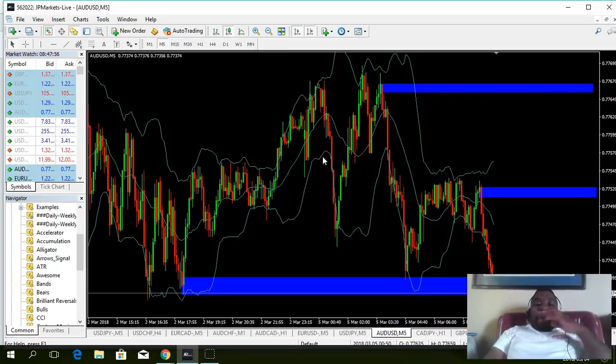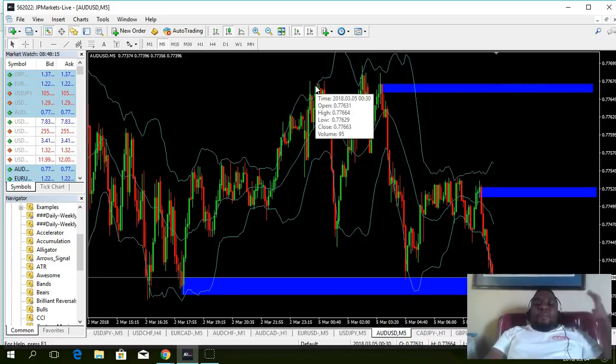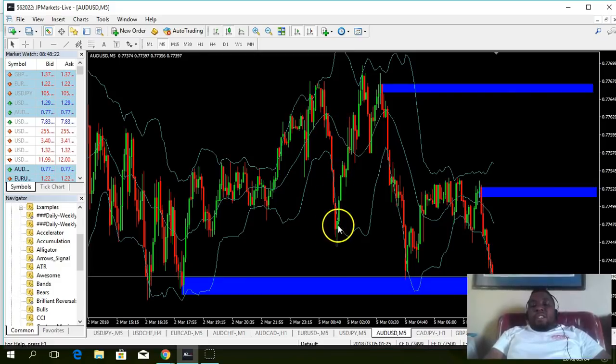I've spoken about this on my previous video. Just check it out. I've spoken about the importance of whenever it touches this upper band here. The instruction of a Bollinger Band is that when it touches this upper band, it has to go underneath. So when it touches the lower band, it has to go up again. Do you understand?